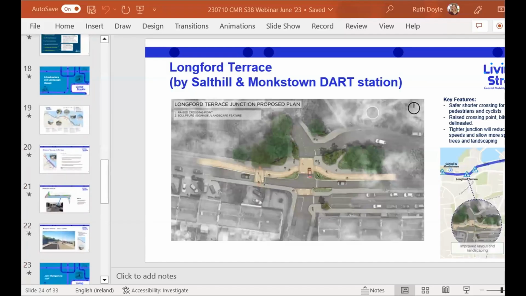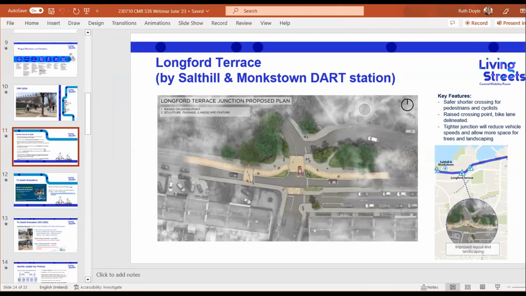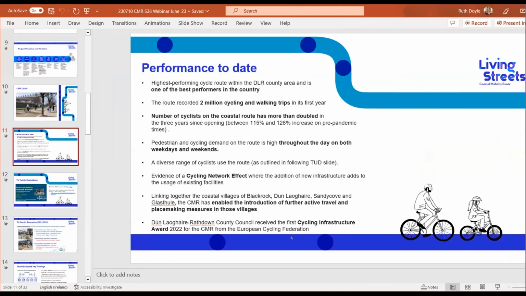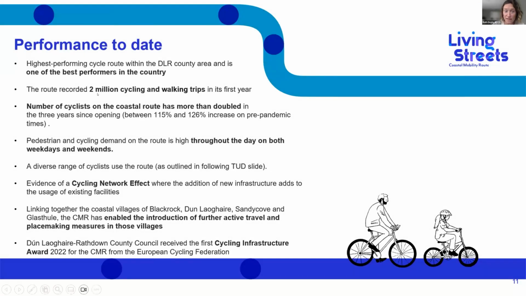So there was one question which was about the TUD study. So we're going to start with that one, and that was around how we define cycling trips. And I think that is in relation to this slide here. So there's a slide that says, you know, the route recorded 2 million cycling and walking trips, and there was a query on what is a cycling trip. So Conor, I don't know, you're probably most familiar with the TUD report. Would you be able to?